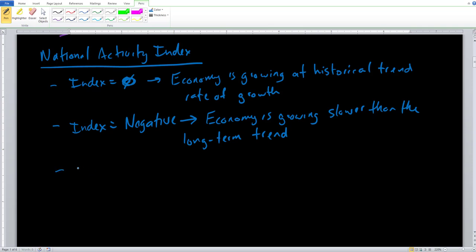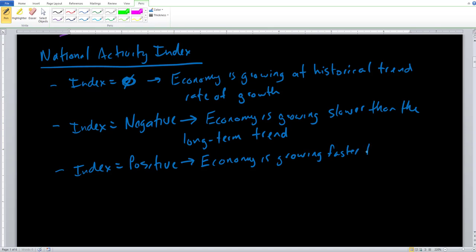And the same idea holds true in the opposite case, when the index is positive. If the index returns a positive number, then we're expecting the economy to pick up very rapidly, or grow faster than the long-term trend. This can be, say, positive 0.1, positive 0.5, positive 1.5, or positive 0.3. Remember, the further away these numbers get from 0, the more extreme the predictions become.